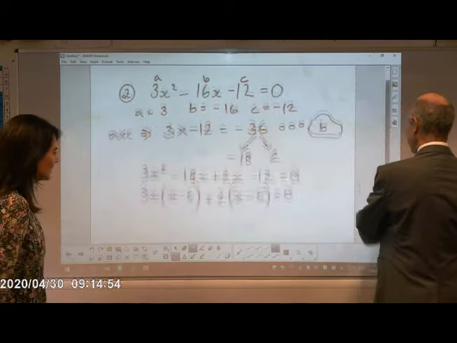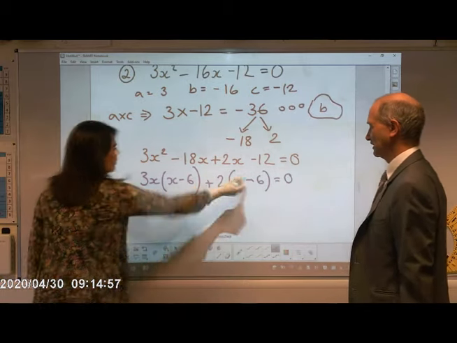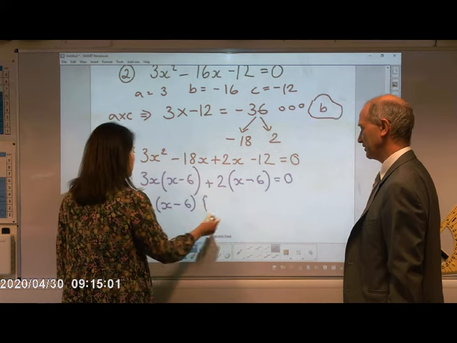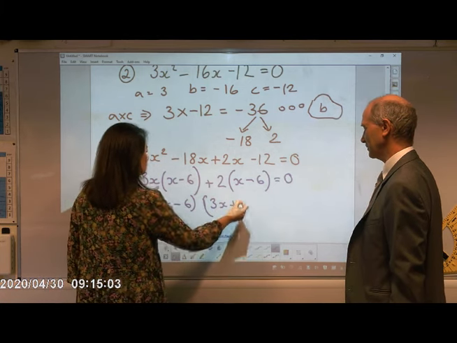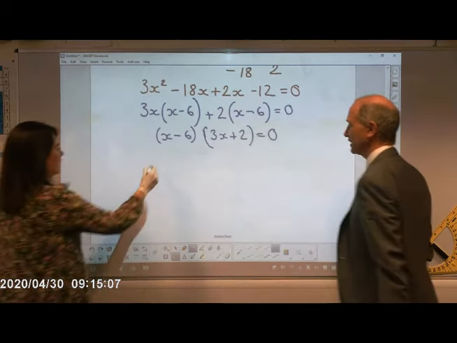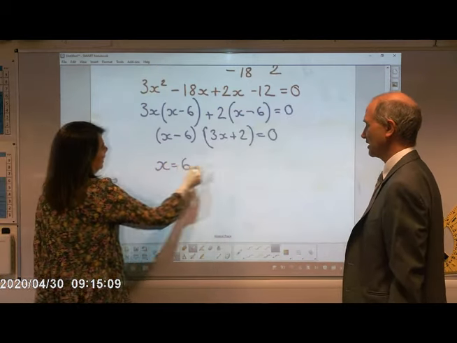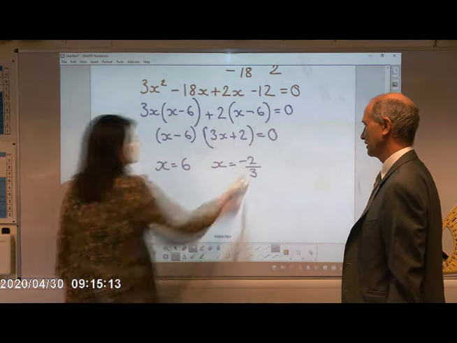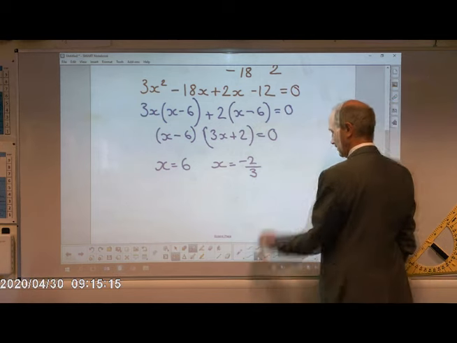Can I have a bit more? Yeah, there you go. What do they have in common? They have x minus 6 in common, and they have 3x plus 2. Then I'm going to solve this. x equals 6 and x equals minus 2 over 3. Hopefully you got that.